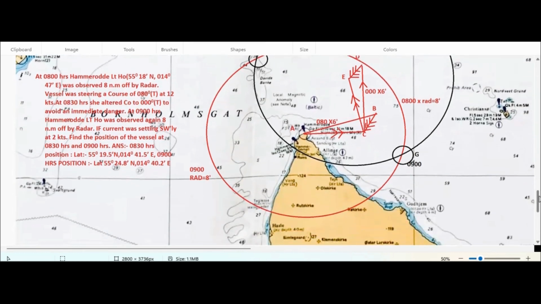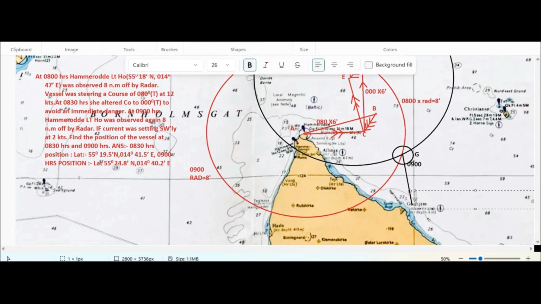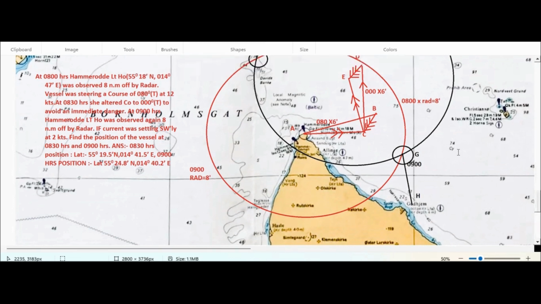Now look at that. Now the 9 o'clock position is here. Now from G we start. If the G point is at 9 o'clock, then if we draw back the post made good EC line, I'm drawing back parallel to the EC line, suppose this is your G to H. G to H is a parallel I'm drawing back of the second post made good line. So if the vessel at 9 o'clock is at the G point, then the H point will be the vessel's position at 8:30. Because the vessel is always on the post made good line, I'm drawing back the post made good line. So H will be the vessel's position at 8:30.